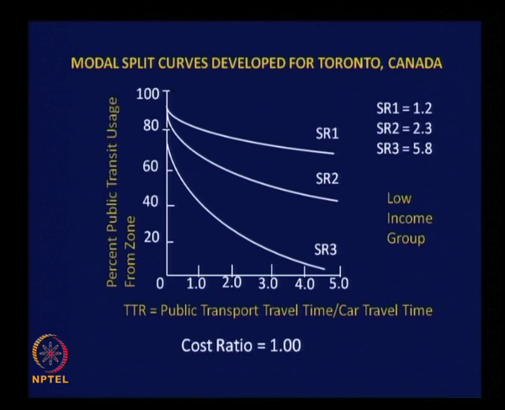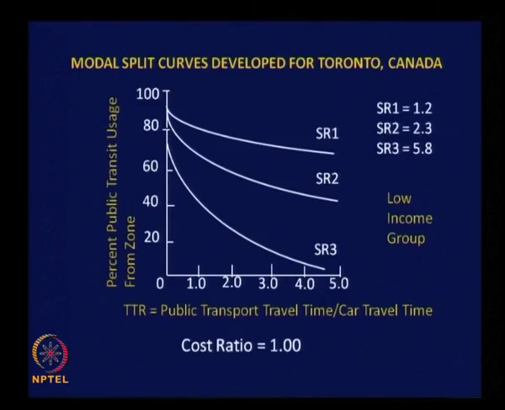This is because of the influence of service ratio. Please recollect how we calculated service ratio. Sum of all the time components spent outside the vehicle in the case of public transport divided by all the time components spent outside the vehicle in the case of car. So when the ratio is very high, what does it imply? You spend more time outside the public transport vehicle, that is why it is high. In such a case, public transport may not be attractive to you, and fewer and fewer people will make use of public transit. So that is what is indicated here clearly.